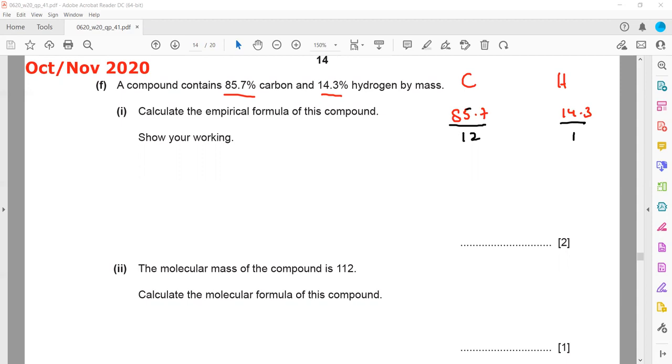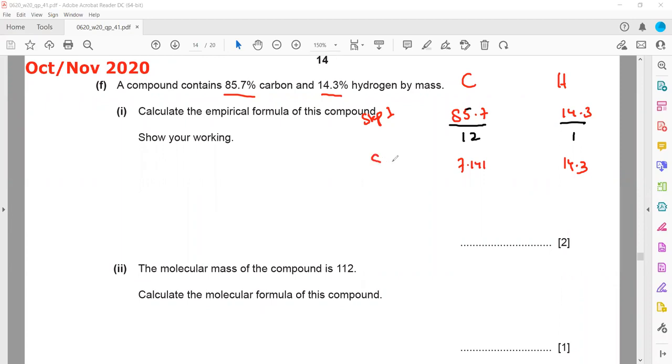85.7 divided by 12 is 7.141. So step 1, we divide by atomic mass. 85.7 divided by 12 gives 7.141, and 14.3 divided by 1 stays the same.